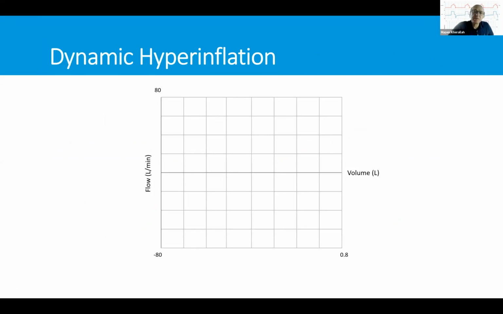How do you see dynamic hyperinflation? Well, in dynamic hyperinflation, inspiration is fine. This goes up to the peak inspiratory flow, constant flow, and then this is the tidal volume. Now we need to exhale. The patient starts to exhale. This is the peak expiratory flow, and then decelerating.